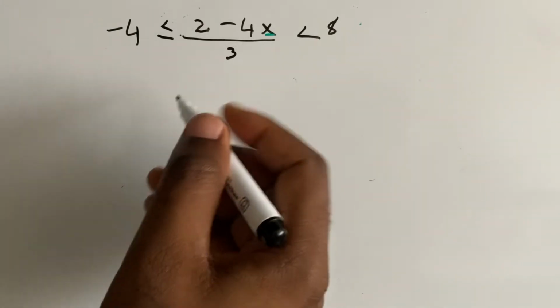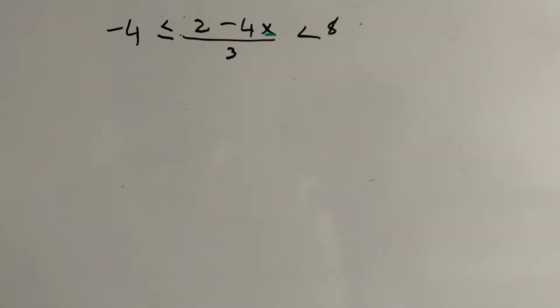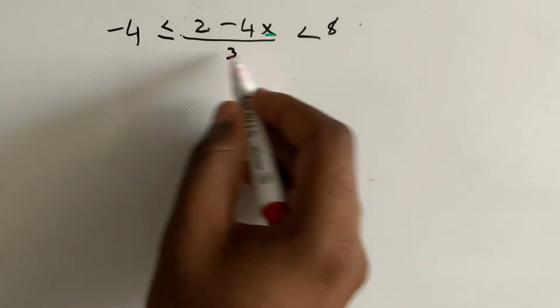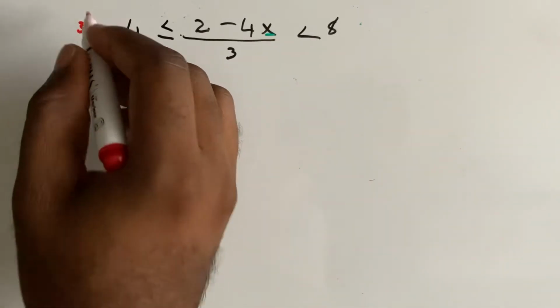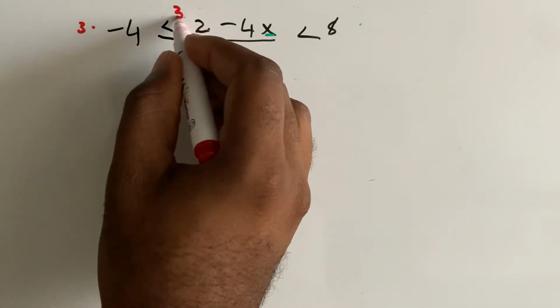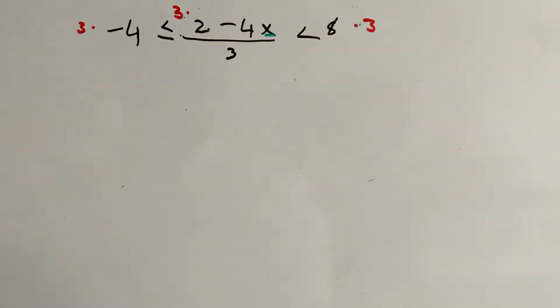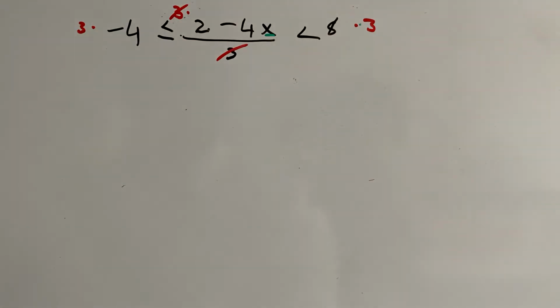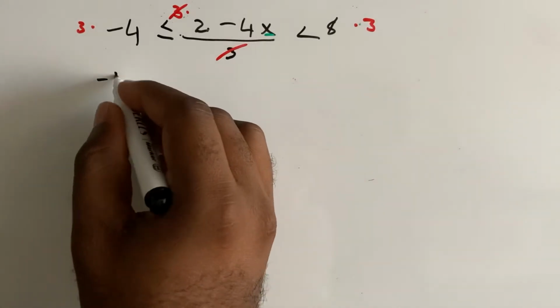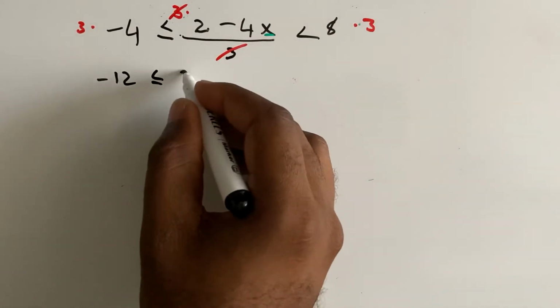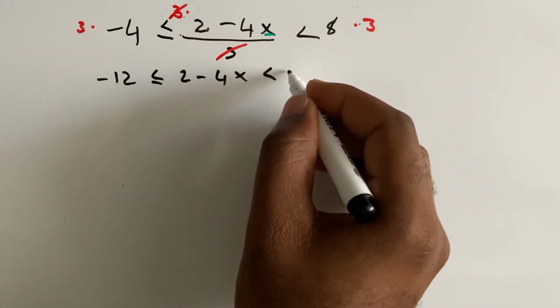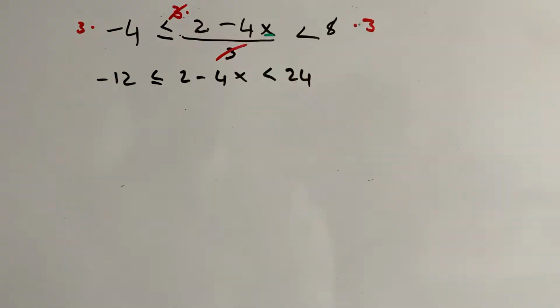In order to do that, I need to first get rid of the 3 here, which I can do by multiplying all three parts, this part, this, and this by 3, because it's a division there. So to get rid of a division, you gotta multiply by that number, okay? This way you can eliminate the 3 here. It's canceled out, and we'll end up with negative 12 less than or equal to 2 minus 4x less than 24. 8 times 3, okay?